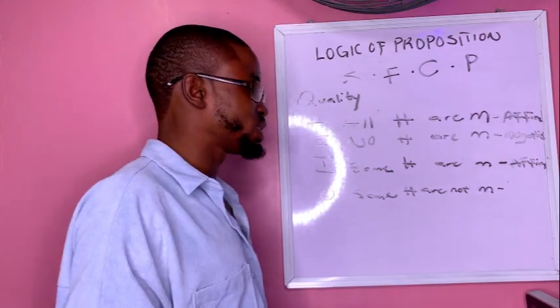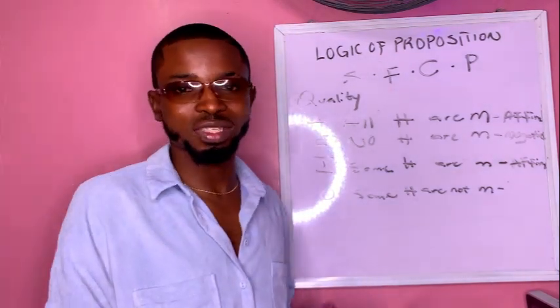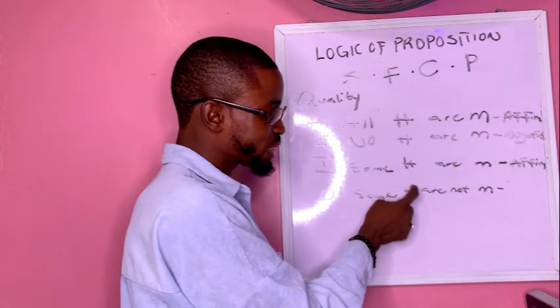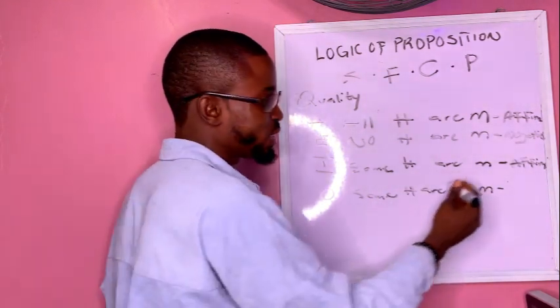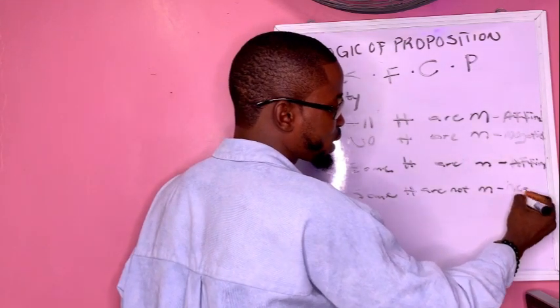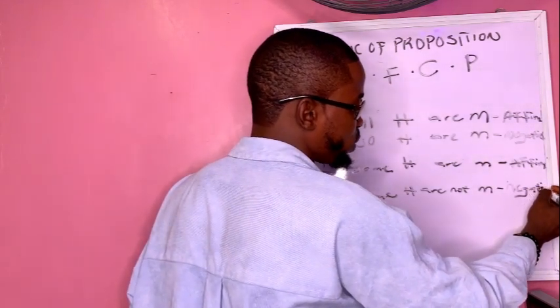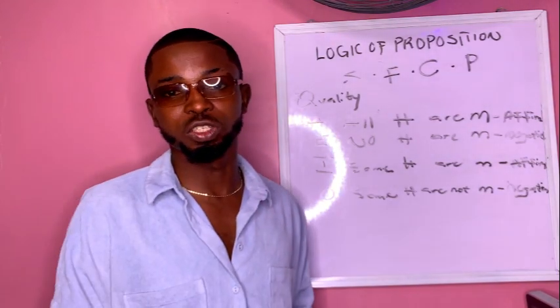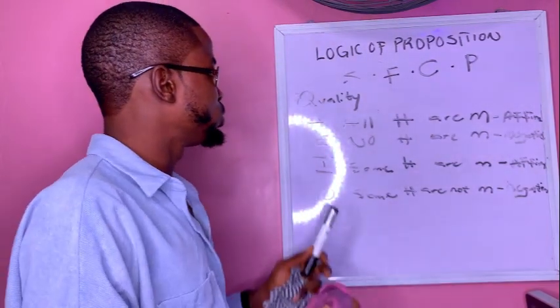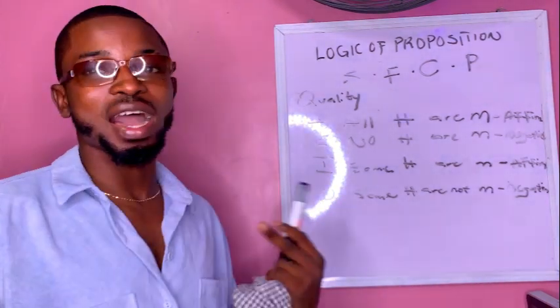O proposition says that what? Some humans are not mortals. It's actually telling us that, check the class of humans, some of them are not what? Mortals. So the quality is actually negative because it's denying a class inclusion between two different what? Classes.